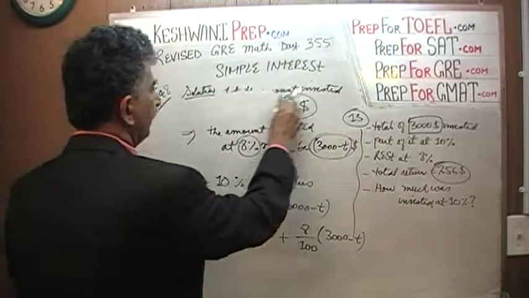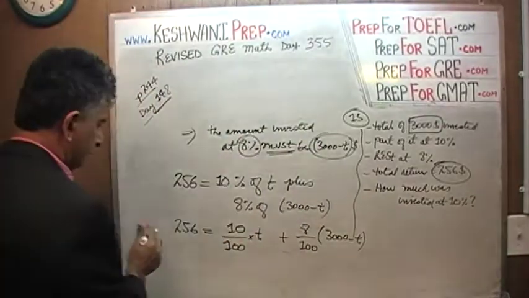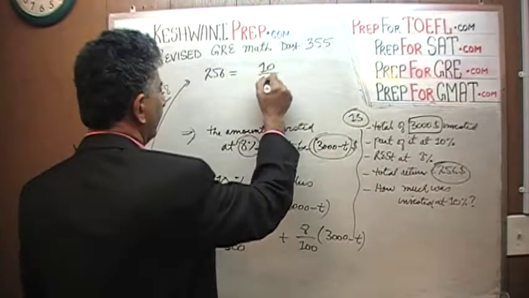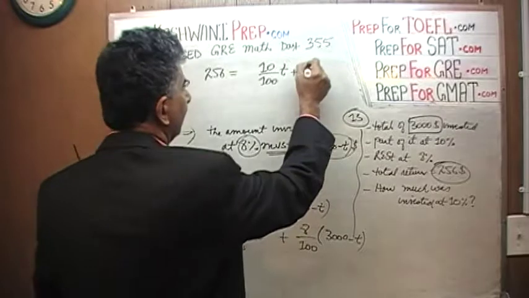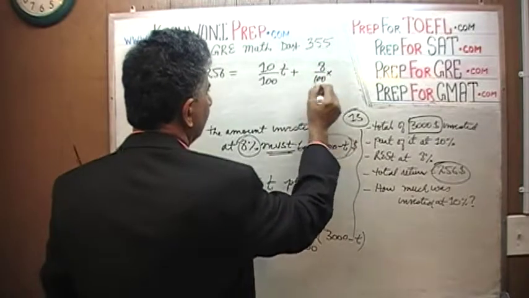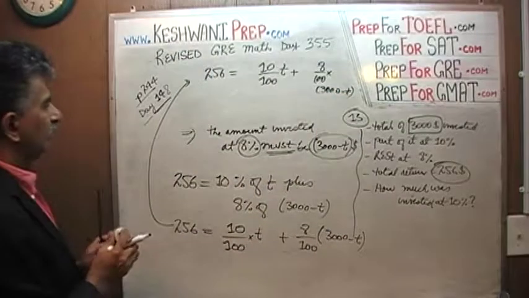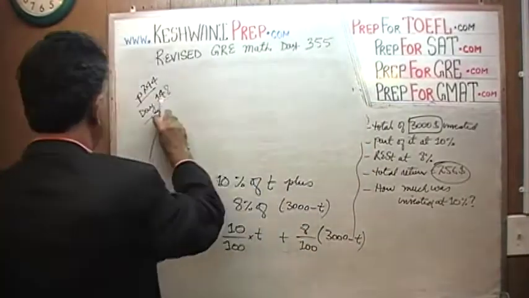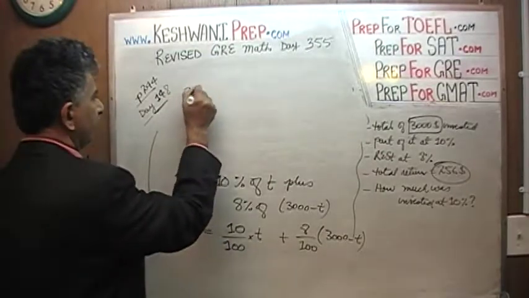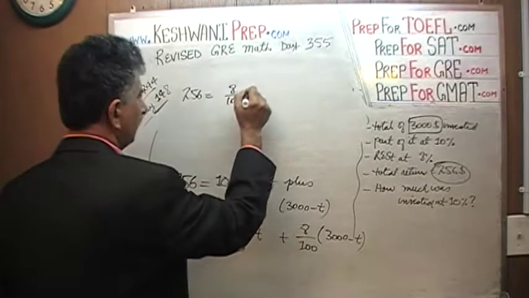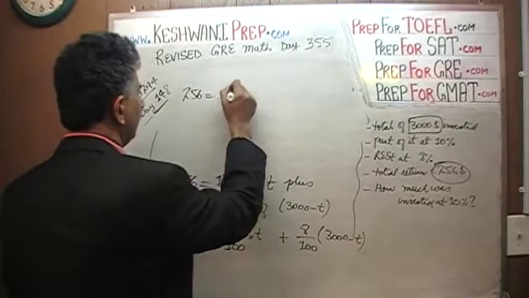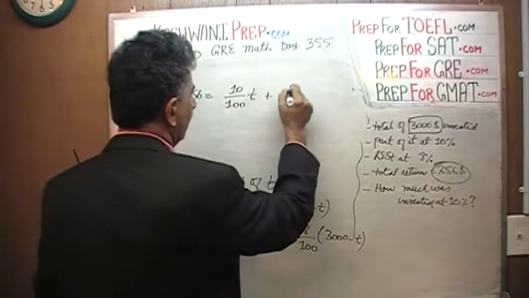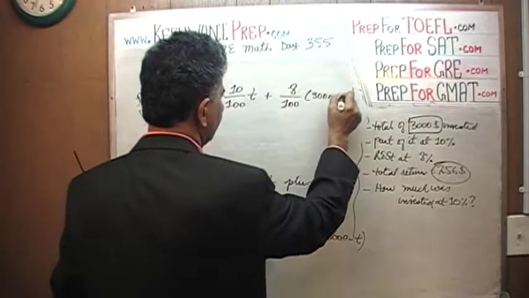Let's pick it up here. This is what we're looking at. 256 equals 10 over 100 times t plus 8 over 100 times 3,000 minus t. I do not like the way it looks.